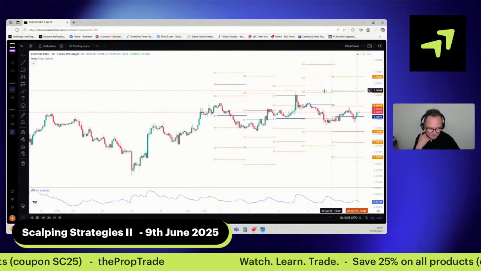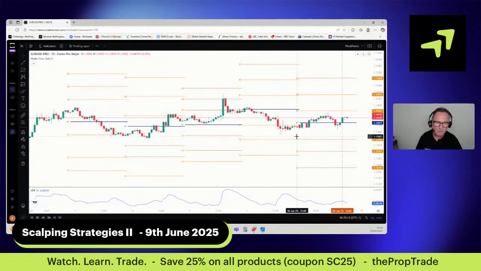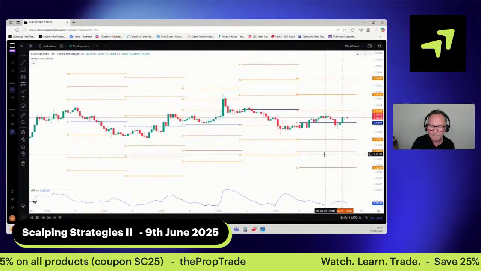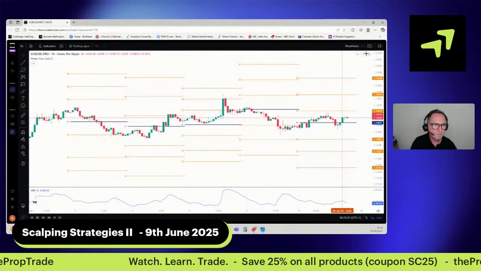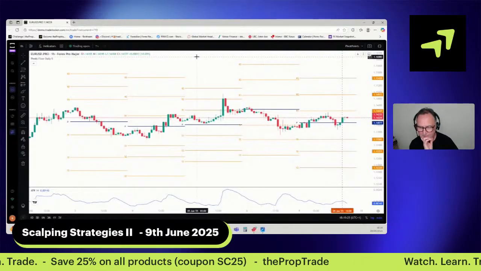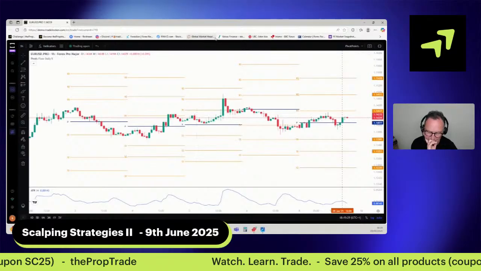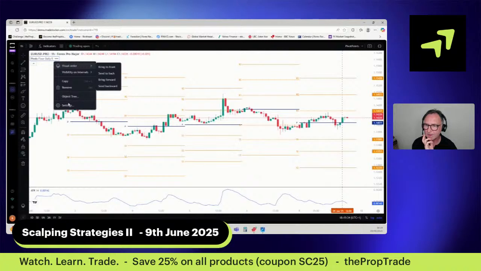There we go. So we can see that a bit better, hopefully. So these are the pivot points I have set up here on the euro dollar. The chart here is euro dollar. This is the pivot point template on my proptrade.com platform, and let's just explain the settings.